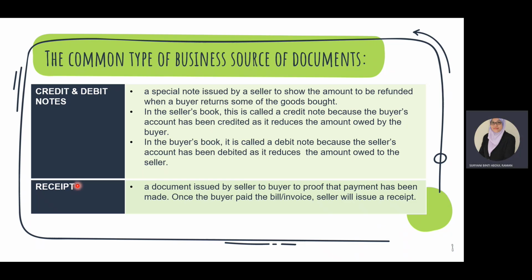Okay, next is receipt. So receipt is a normal document that we receive upon payment. Once we make a payment, usually the seller will issue us a document called a receipt to show that the payment has been made. Once the buyer paid the bill, the seller will issue a receipt. This is the common practice.